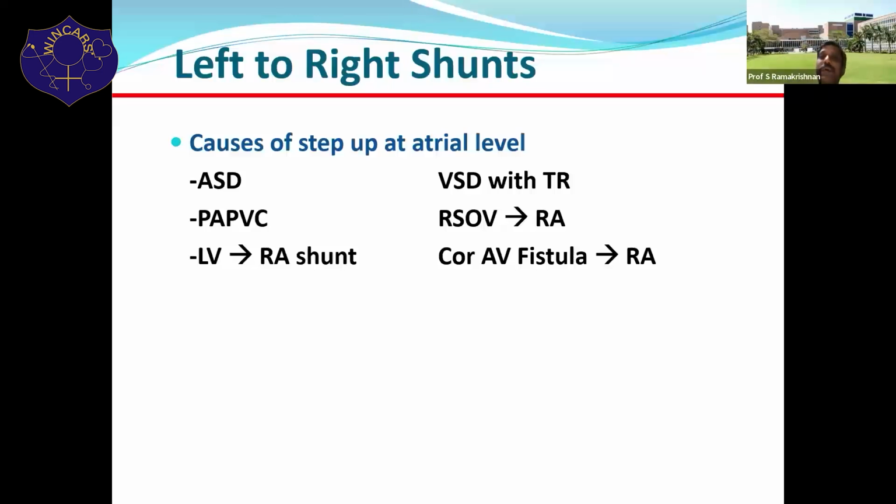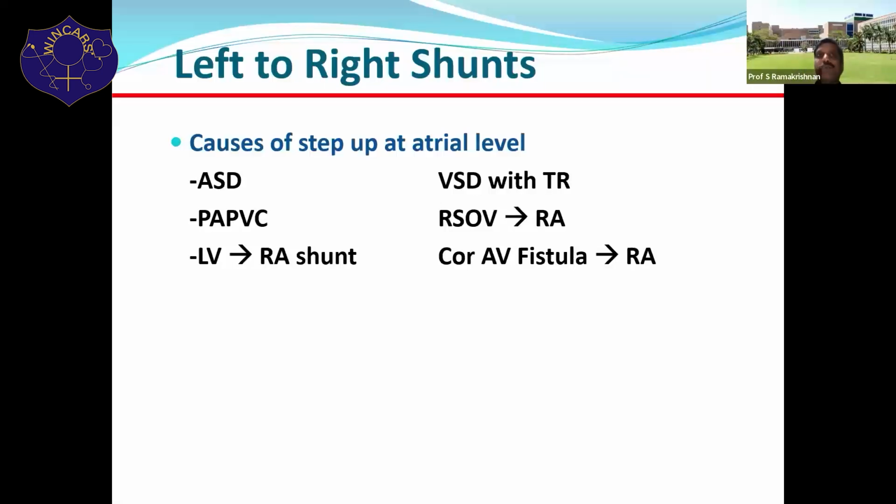In the same way, step up at the ventricular level, apart from VSD, can anybody think of what the causes are? RSOV to RV, coronary fistula, then what are the other likely causes? Step up at the ventricular level, I'm asking. I'm not going to show the slide before you answer that. I told you, you have to think like one before, one after. So always think like that.